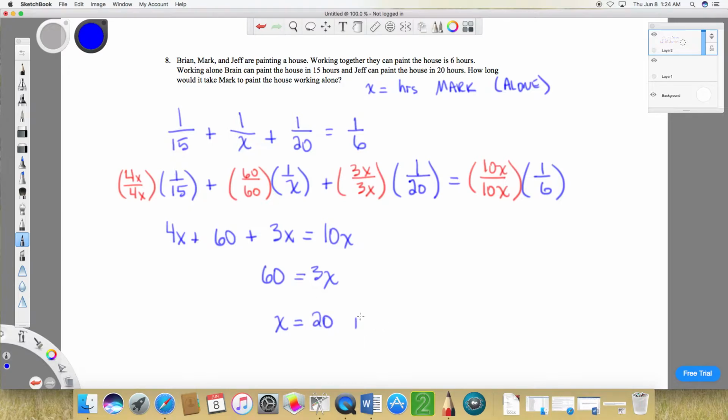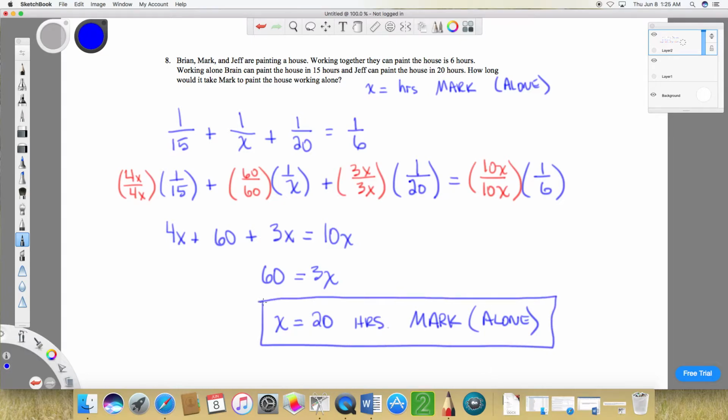So that seems reasonable, that it will take Mark 20 hours working alone to paint the house. So Jeff and Mark are working at the same rate. It's Brian who's working faster and who helps get the job done in a lesser amount of time when they work together.